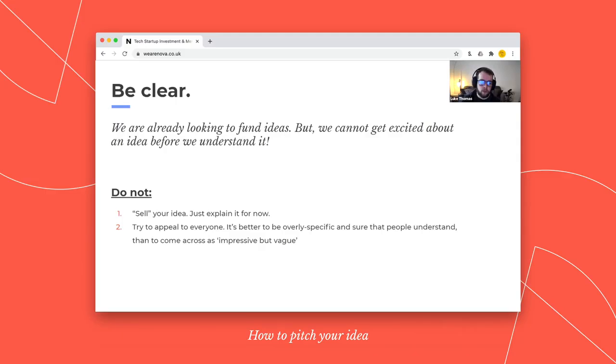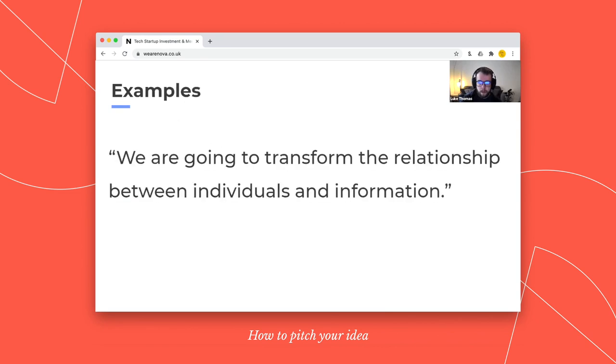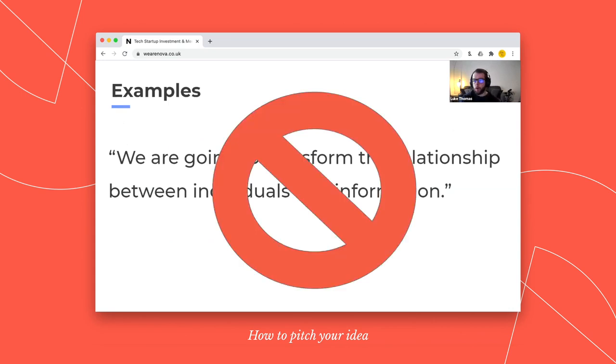I'll give you a couple examples now. This is the kind of stuff that we get all the time. Big statements: we are going to transform the relationship between individuals and information. It does sound impressive. Big words. It sounds great. But this is a no-go. This gives you no information as an investor or a partner of what you're going to do. I'm no closer to being able to reproduce your idea or able to visualize it.